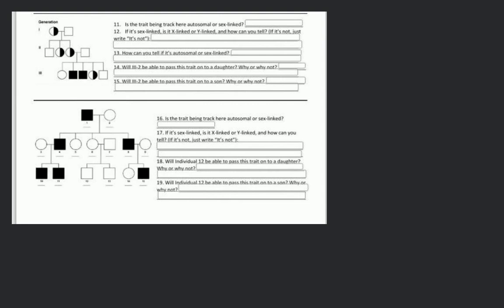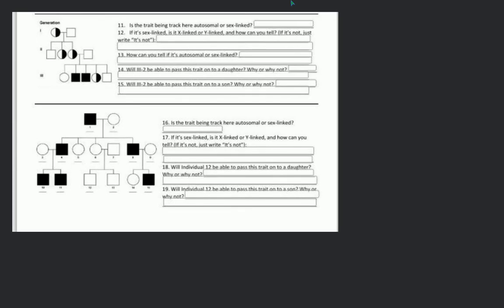Okay, so should I explain the pedigree chart or the questions? What is exactly your doubt? Should I explain the chart first or the questions? What should I discuss first? The chart. Okay, so it's a pedigree chart, as you can see. I hope you are familiar with it. Yeah, I can see it.